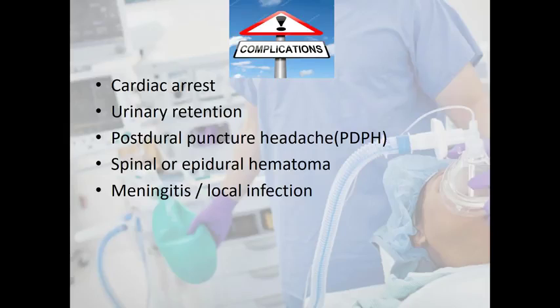Complications: cardiac arrest is very important, because although it is quite rare, not very common, even then we have to be careful. If the patient is already in hypotension, then what will happen? Because of the secondary blockage, there will be cardiac arrest. So to prevent this, we should correct the hypovolemia before we give the neuraxial block.